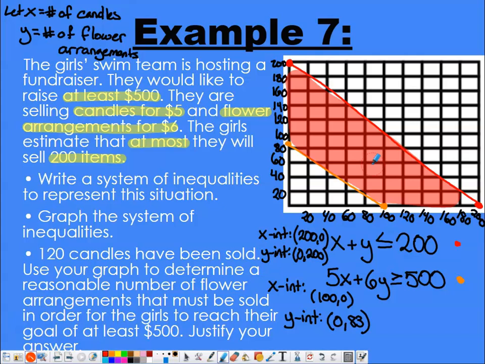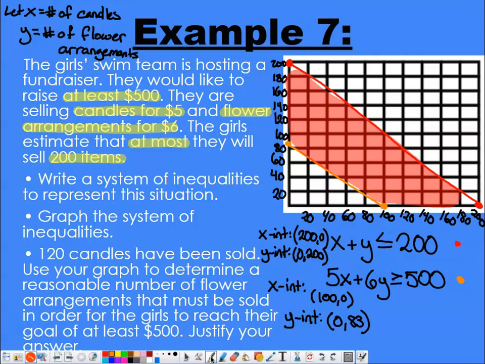So we did part 1, we wrote that system of inequalities. We did part 2, we graphed the system. Now we have to look at part 3. So let's see what we can think about that. 120 candles have been sold. Use your graph to determine the reasonable number of flower arrangements sold in order to reach that goal of at least $500. Okay, so we know we sold 120 candles.